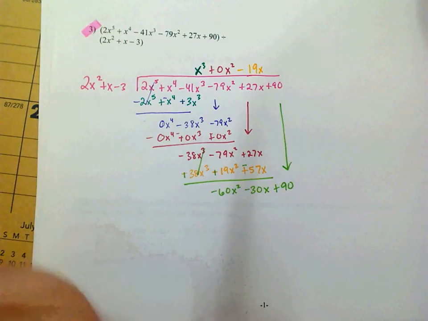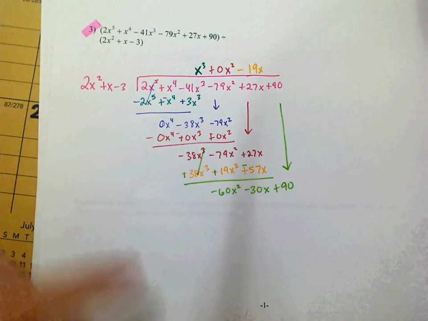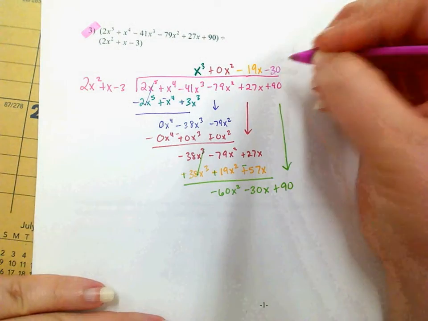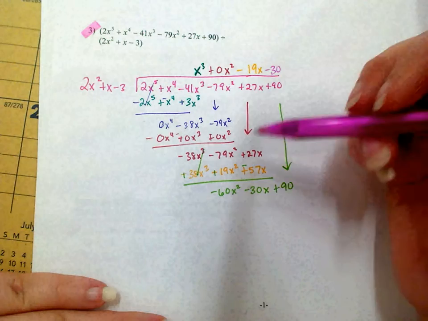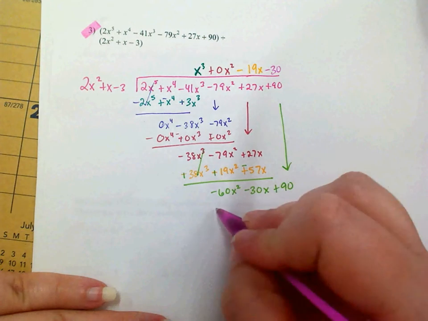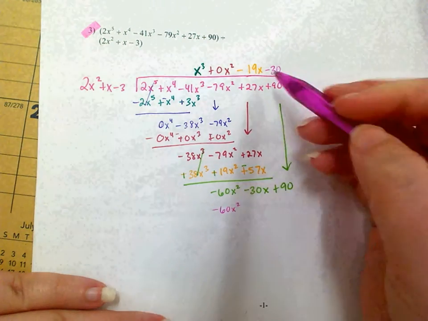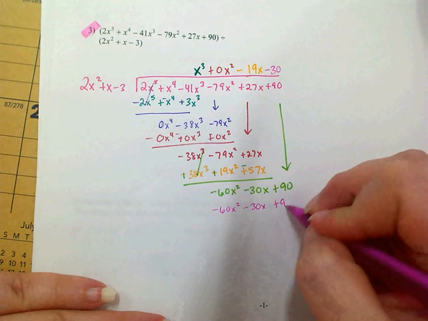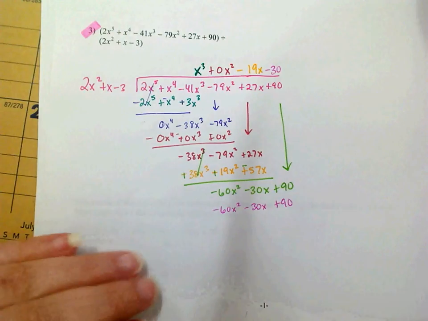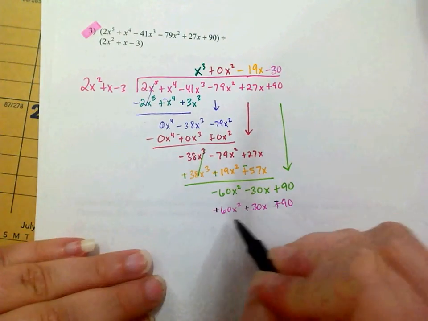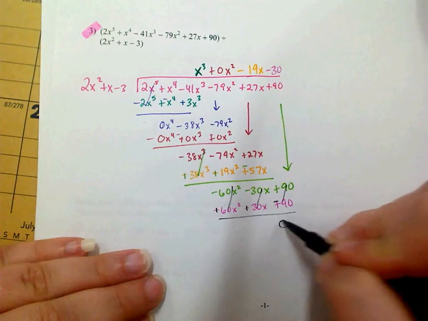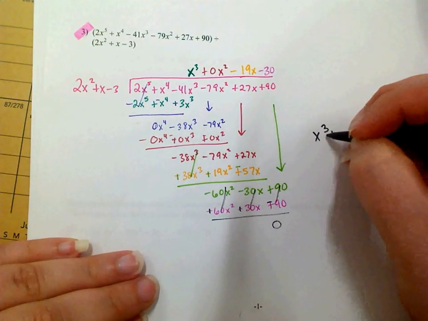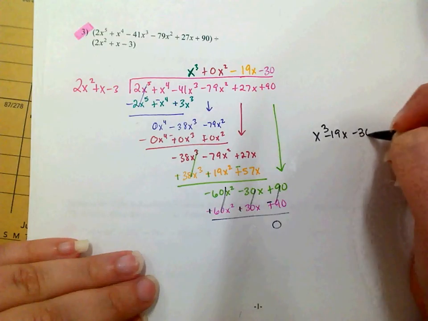Then what do I need to multiply 2 by to get negative 60? I need a negative 30. And I have x squared, and I need x squared, so we're good. Negative 30 times 2 is negative 60x squared. Negative 30 times x is negative 30x, and negative 30 times negative 3 is positive 90. Then we subtract, which means plus, plus, minus, and I'm left with 0. So the actual answer is x cubed minus 19x minus 30. And there we go.